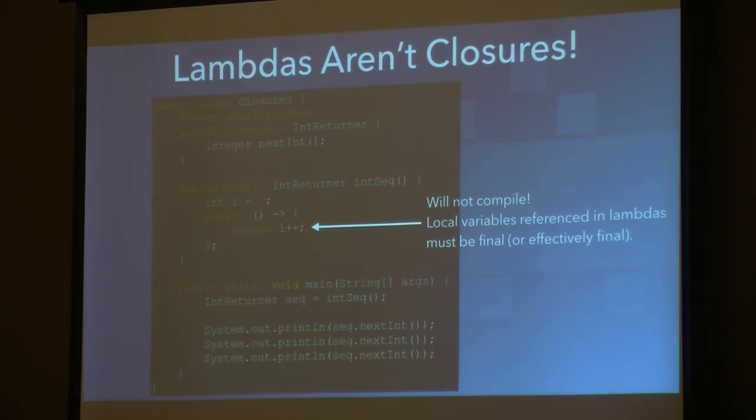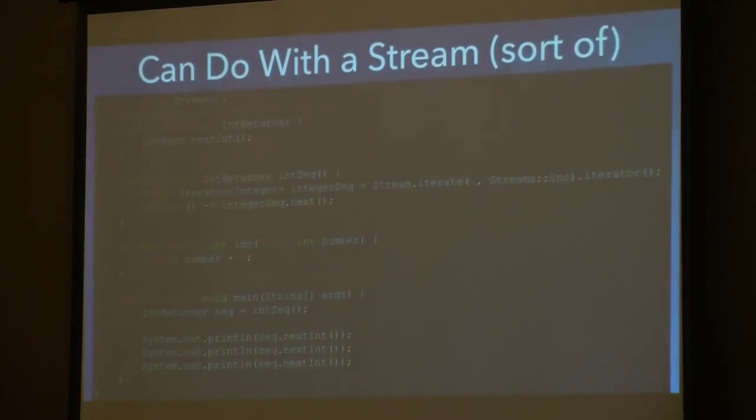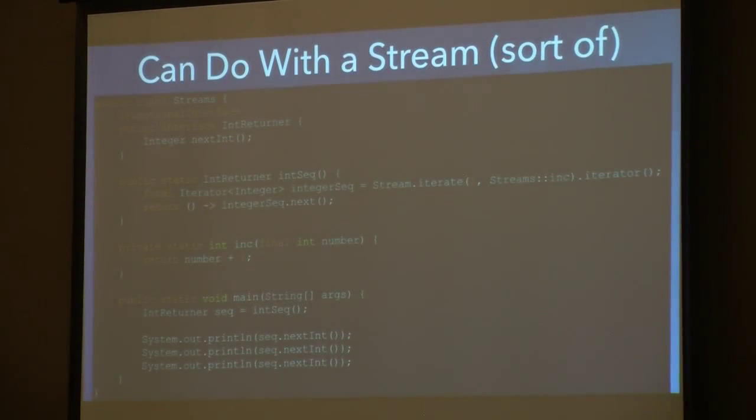Anything that you reference inside of a lambda has to be final or effectively final. So this code doesn't work, even though it looks really awesome. It would be awesome if this worked, but it doesn't. You can sort of do this with streams. So I've still got my functional interface here, except I use Stream.iterate from 1 with a method pointer to an inc method that does my number plus 1, get an iterator from that, and return a lambda that calls inc. And it kind of sort of looks like the code that I want, but not really.